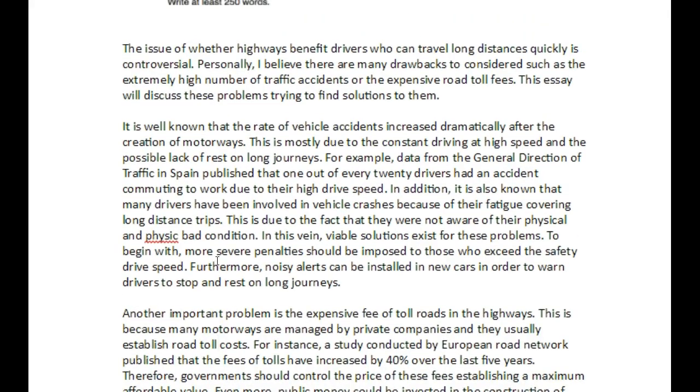Let's have a look. It is well known that the rate of vehicle accidents increased dramatically after the creation of motorways. Fine, I agree. This is mostly due to the constant driving at high speed and the possible lack of rest on long journeys. Okay, good. For example, data from the General Direction of Traffic in Spain. General Direction? Do you mean General Director or General Directorate?